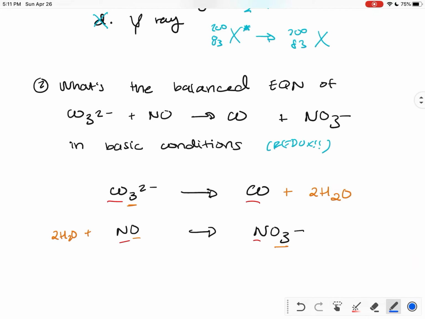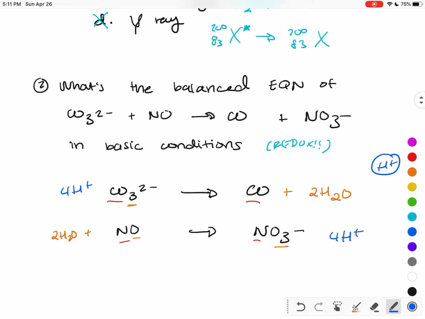Okay, so now the next step is I have all these random hydrogens that I just added, so I need to balance those out on both sides. So I'm going to be balancing out our hydrogens with an H+. I added 4 hydrogens now on the CO, so I need to add 4 H+ to the reactant side. And here we'll add 4 H+ to the product side.